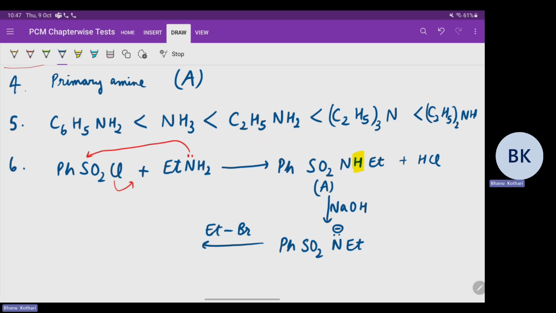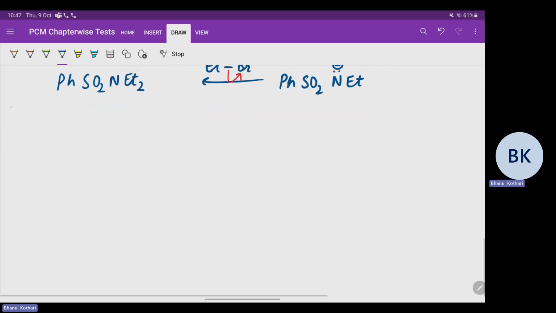there will be an SN2 reaction that takes place. So this negative charge will attack on Et, and the Br will depart. Okay. The final product that we'll get will be PhSO2NEt2, which is given in option B. Right? Let's look at the next question.